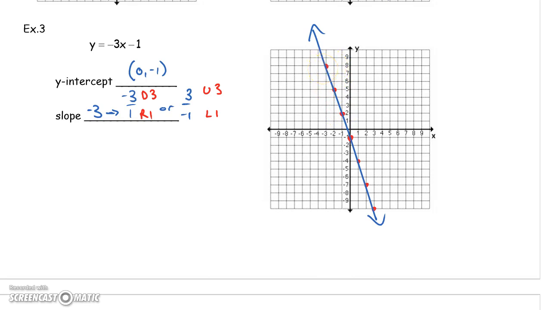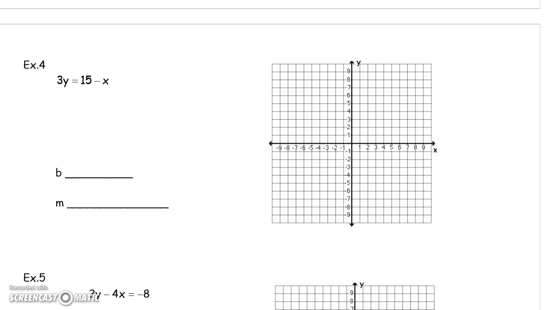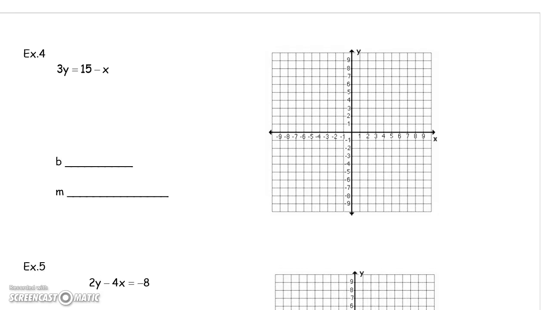Okay. Now, moving on to the next page and looking at example 4, this is the first example where we see we do not have it set as y equals yet. And we need y equals in order to do this. So, my first step in this case is to solve for y. We need to recall how to do that from Unit 1. We then did it again in Unit 4 quite a bit.